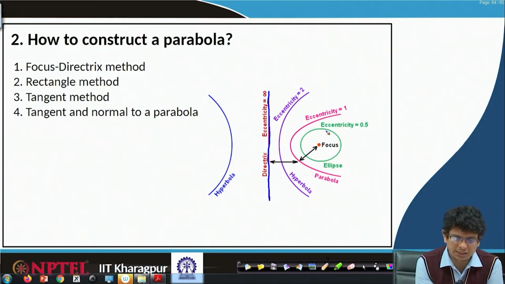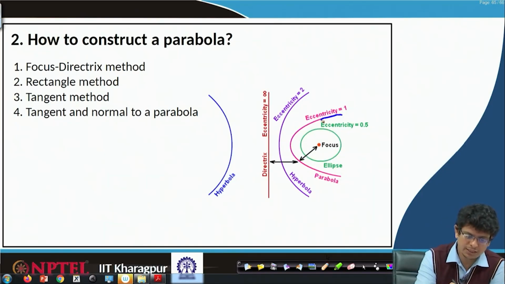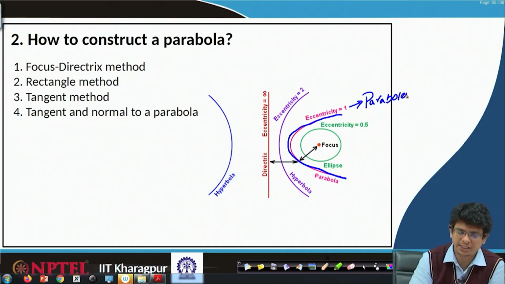If there is a focus, a circle with increase in eccentricity turns out to be an ellipse. Further increase in the eccentricity from the directrix, it becomes a parabola, for which eccentricity is equal to 1. So, this is the parabola for which eccentricity is 1.